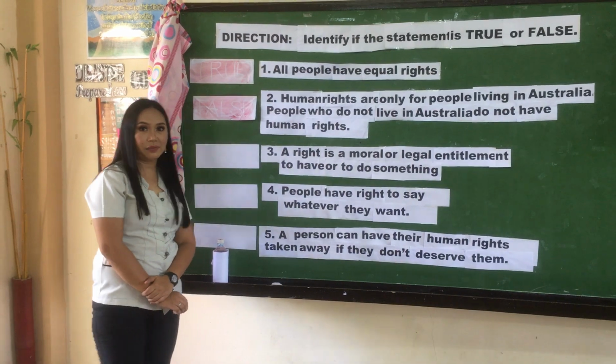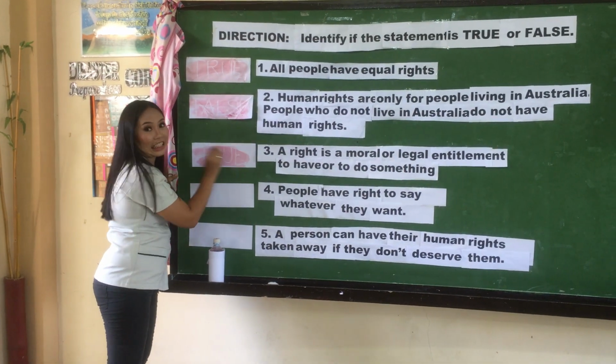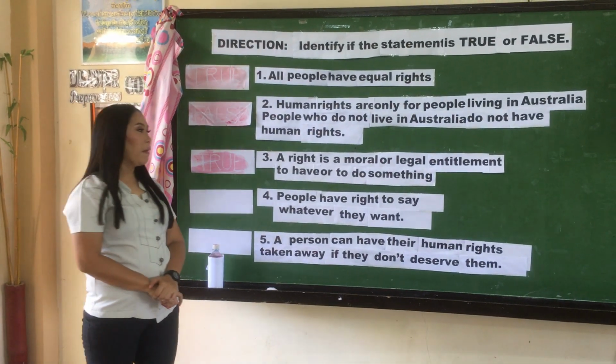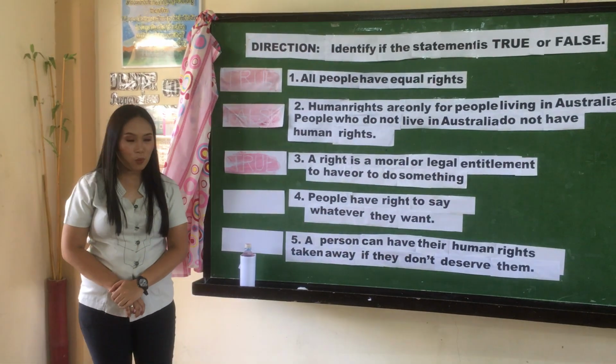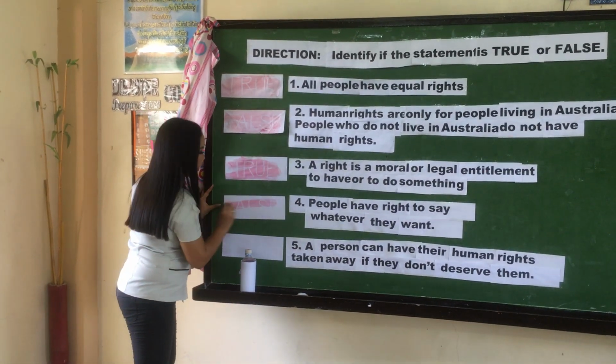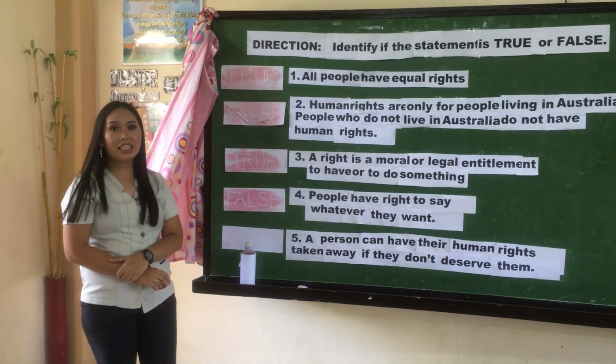Number 3, a right is a moral or legal entitlement to have or to do something. What is your answer? Let's see if it's correct. Indeed, it is true. Next, number 4. People have the right to say whatever they want. What is your answer? Let's see. Good job. The statement is false.